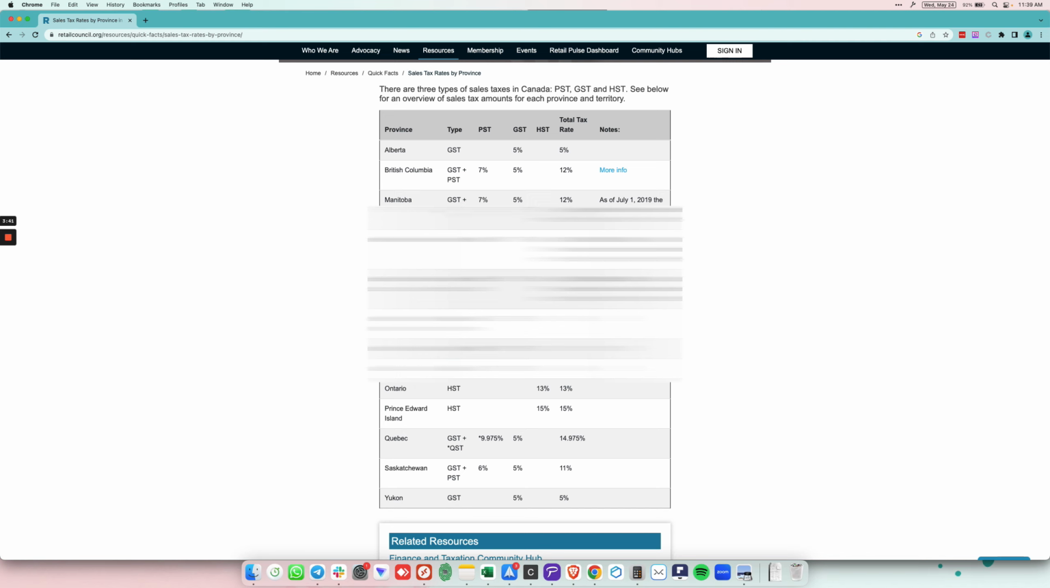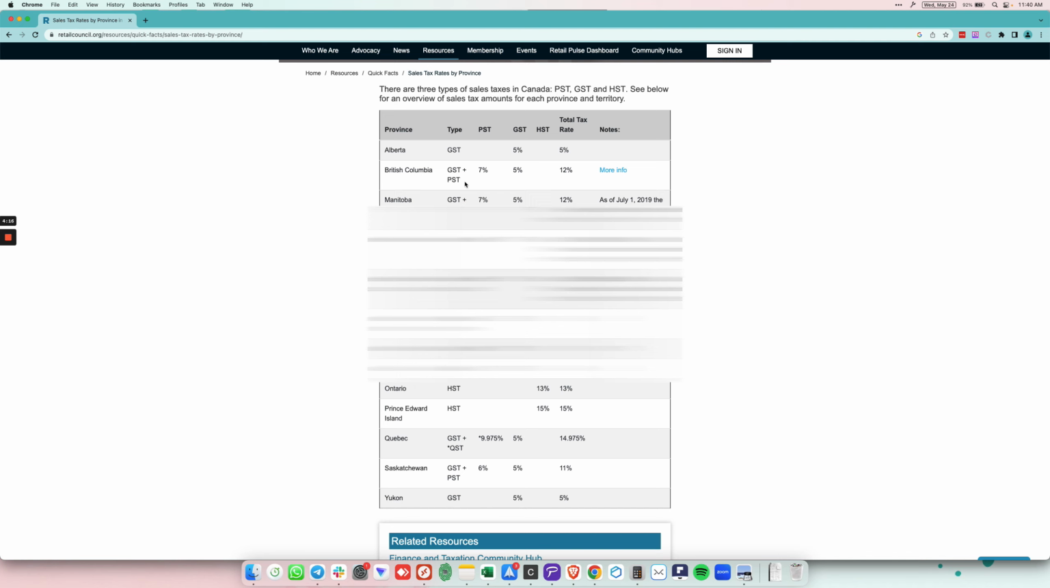Now, with this being said, BC, Manitoba, Quebec, and Saskatchewan all have GST and then PST, which means not only will you have a GST number with the federal government, you will also have a PST number with your local sales tax authority. In this example, again, it will be the BC Ministry of Finance. So you have to register for a PST account, a number with them as well.